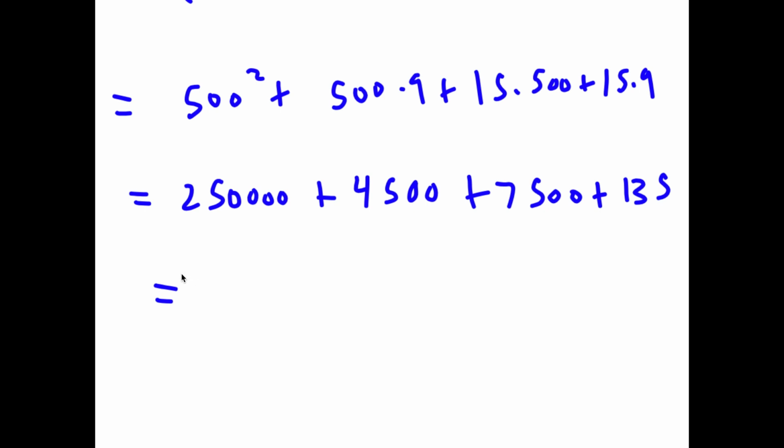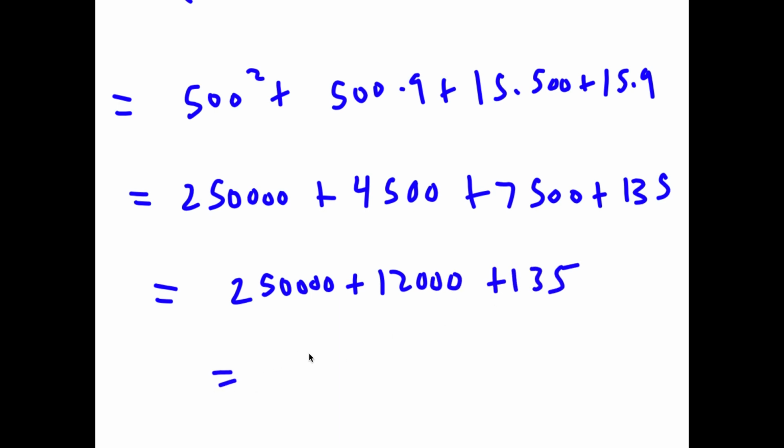Now, 4,500 plus 7,500, that's 12,000. So I have 250,000 plus 12,000 plus 135, which is equal to 262,135.